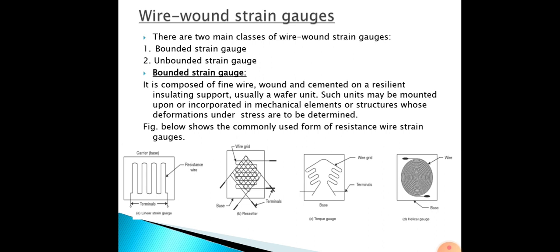A bonded gauge tends to respond to the average strain in the surface to which it is cemented, whereas the unbonded form measures displacement between the two points to which the respective supports are attached. Like this the strain gauge will be working.